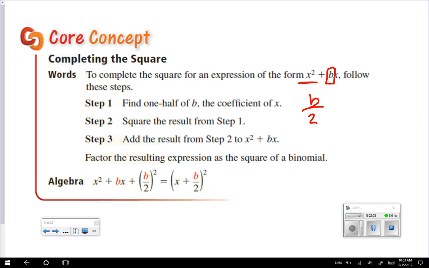And then square that result. Step 3, add the result from step 2 to x squared plus bx. So essentially we're taking this and adding it onto the end of here and making it c. It shows you down here, x squared plus bx plus (b over 2) squared, and that's going to equal what we want it to. Like I said, we're going to do it with expressions, and then we'll look at how it works to help us solve quadratic equations. So here we go. Let's try a couple of these with these steps. If you want to pause this to write anything down, that might be good.